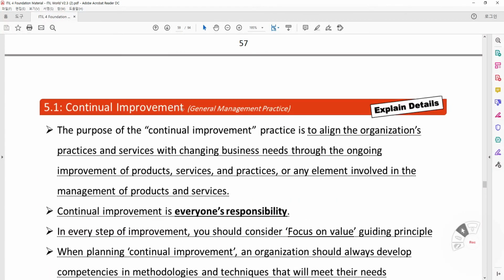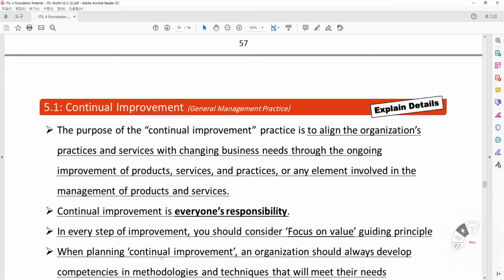The purpose of continual improvement practice is to align the organization's practices and services with changing business needs through the ongoing improvement of products, services, and practices, or any elements involved in the management of products and services. Continual improvement is everyone's responsibility. In every step of improvement, you should consider the focus on value guiding principle.